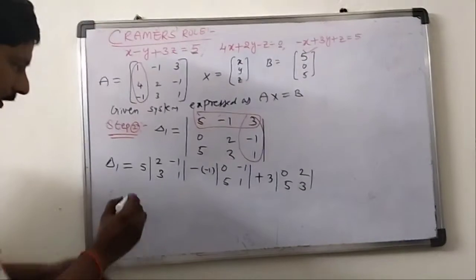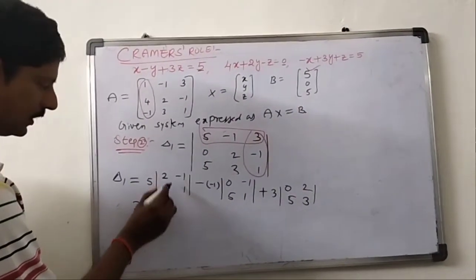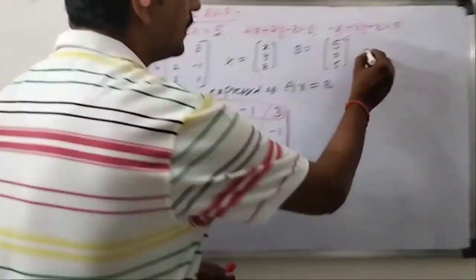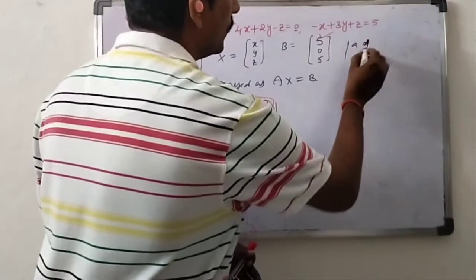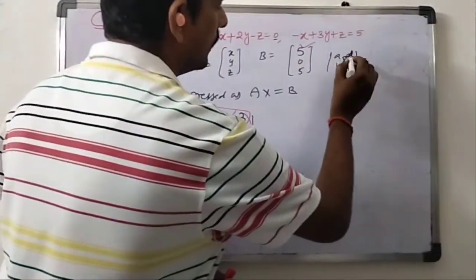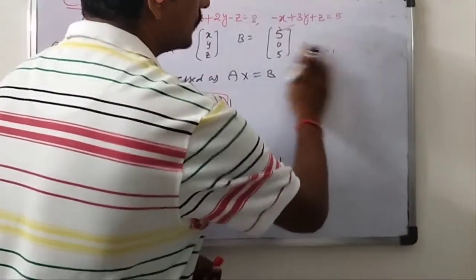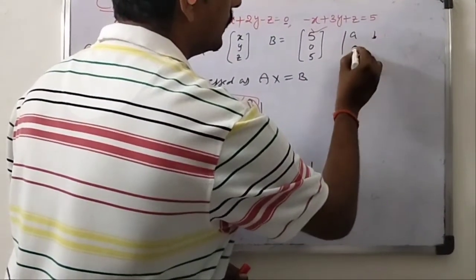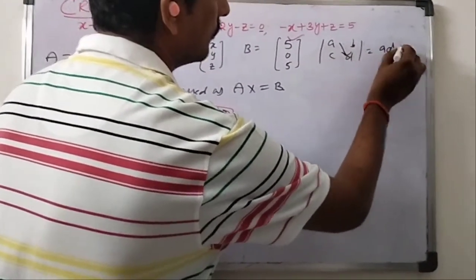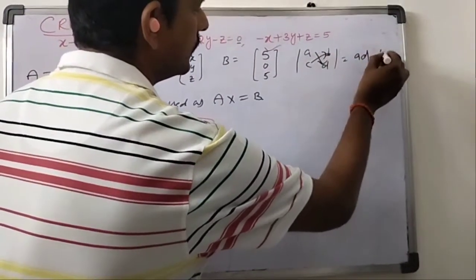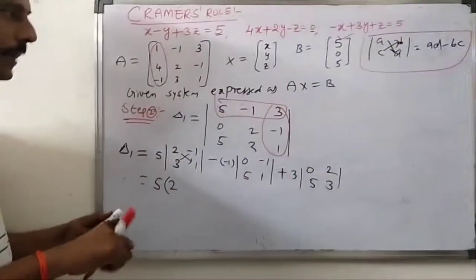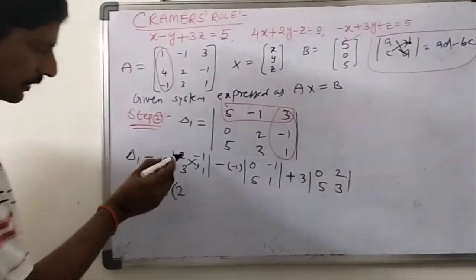Okay, now calculate this. 5 into 2 ones are 2, minus into minus is plus, because in the formula there is a minus. If you want to know how to calculate the 2 by 2 determinant, this is the formula. If it's A B C D, 2 by 2, AD minus BC. This is the formula to find the 2 by 2 matrix determinant. So here also we are applying that.